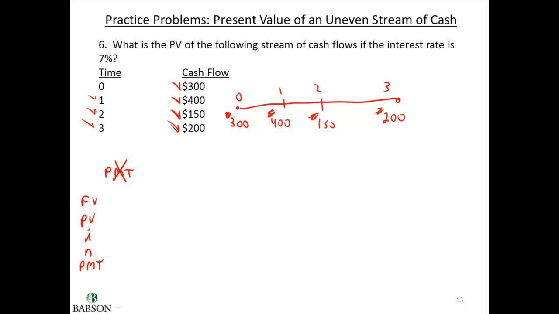So the reason why I put this in here is because I want you to understand the concept that to find out what a stream of cash flows is worth today, it's worth the sum of the present values of each of the component parts. So we have to find the present value of each of the 4 cash flows. So let's go one at a time. Let's erase this.